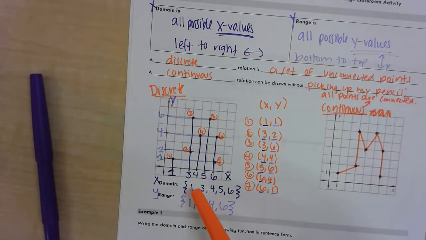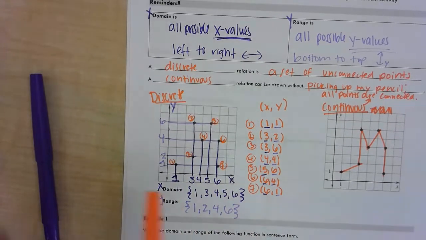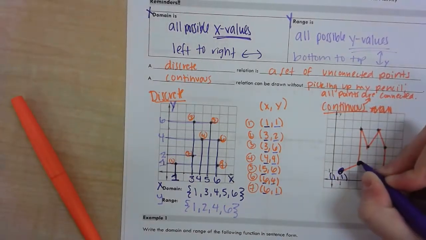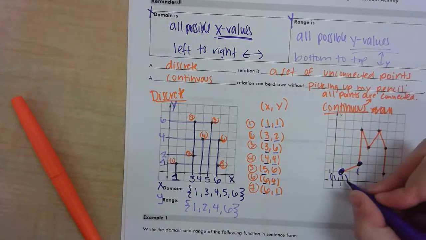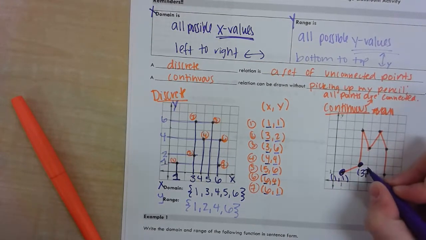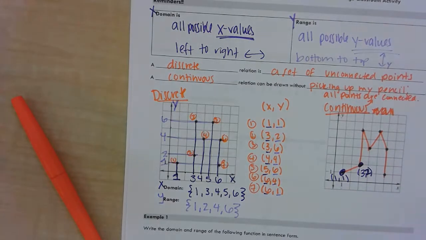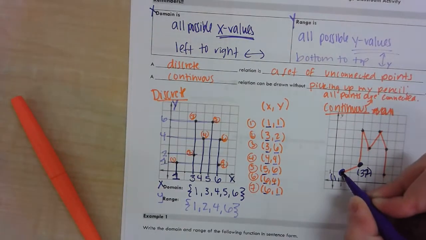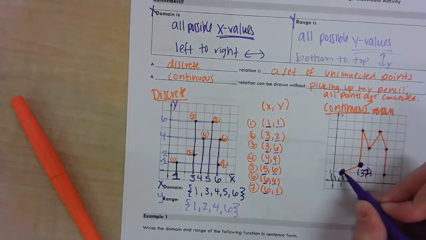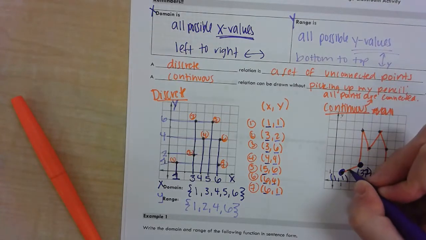Okay, so now if I'm thinking about this, before I just listed out all of my different values. Well, now if I'm thinking about this point right here, which I know is 1, 1, and this point right here, which I know is 3, 2, is it just an x value of 1 and an x value of 3? Or do I have a line connecting them? I do have a line connecting them. That means that every single point along this line is part of it.